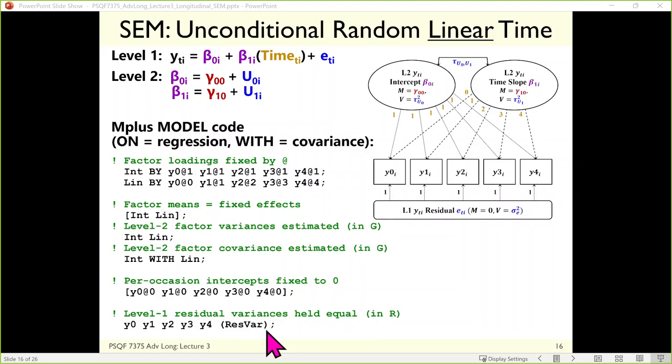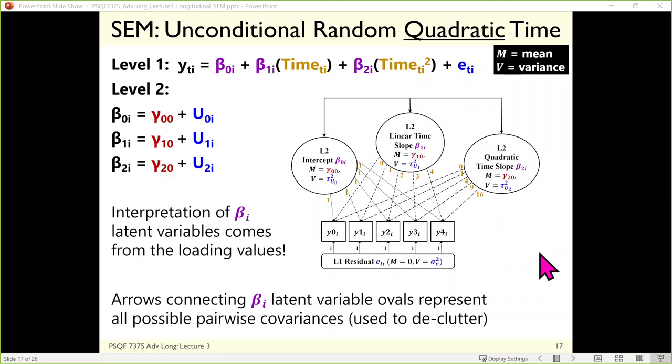Here's what it would look like to do random quadratic. This is slide 17. So we picked up a beta 2 in the story multiplied by time squared. It has a fixed effect and a random effect. So that shows up as a third circle here. And note the loadings for it. How did I get those loadings, do you think? 0, 1, 4, 9, and 16.